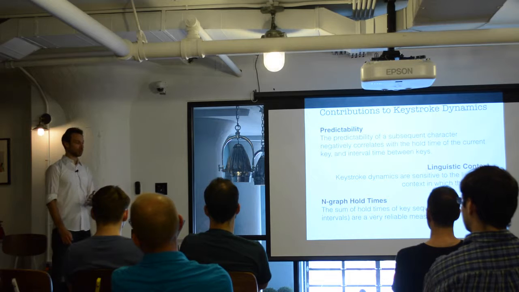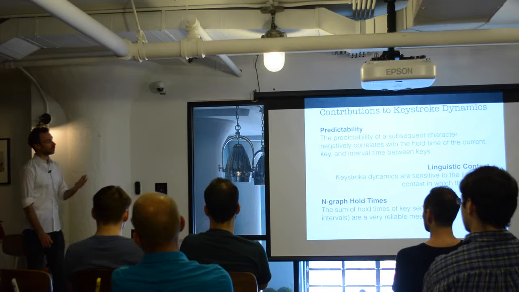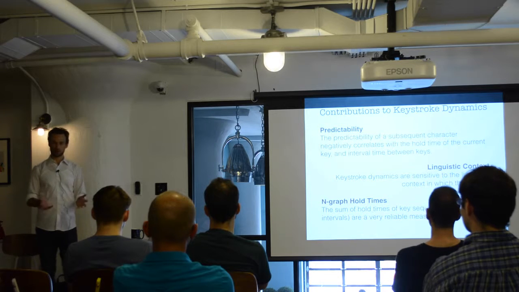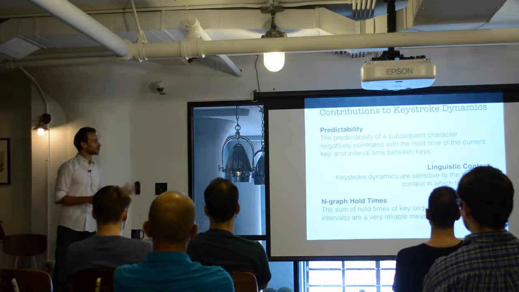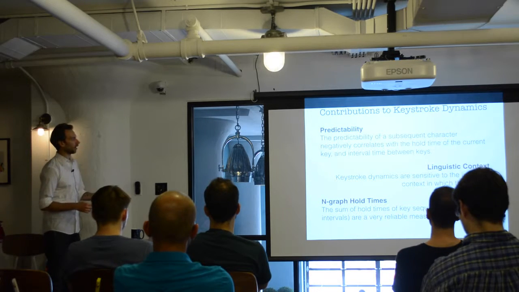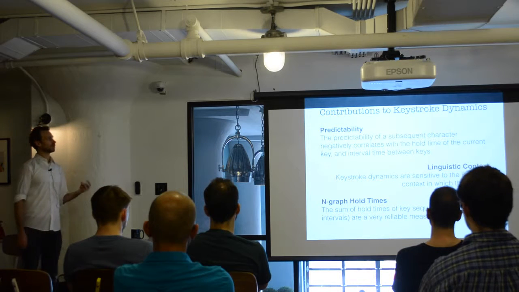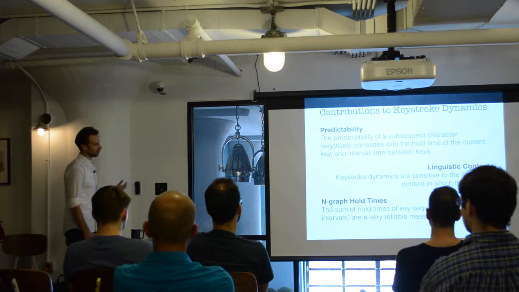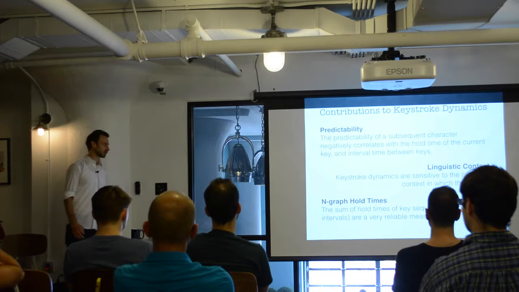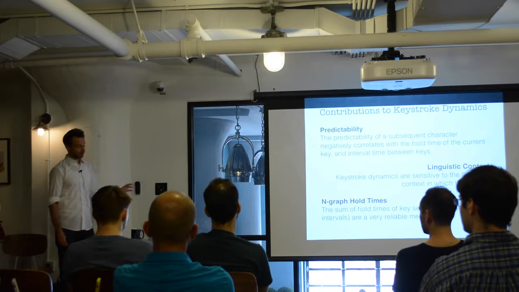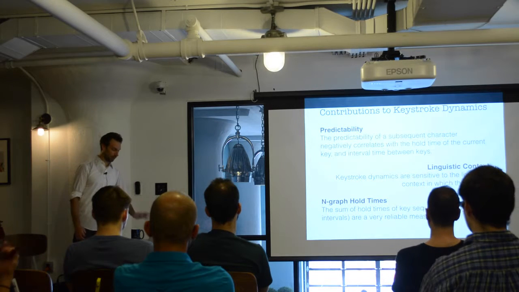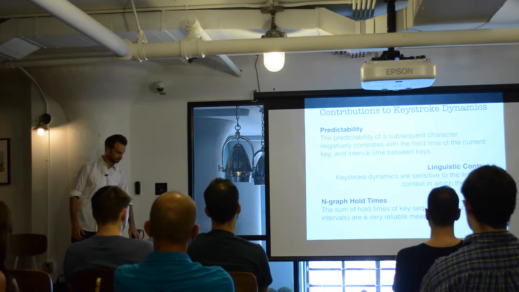What we've done is moved in the direction, and again, we're not alone in this, but it's a smaller group of people who look at free text, just like start typing. Okay? So the things that show up here now are predictability, the use of linguistic context, and this idea of using these n-graph hold times, so you sum up consecutive sequences. The bottom one in particular is incredibly simple. Everything should be using it, and it probably will soon enough.